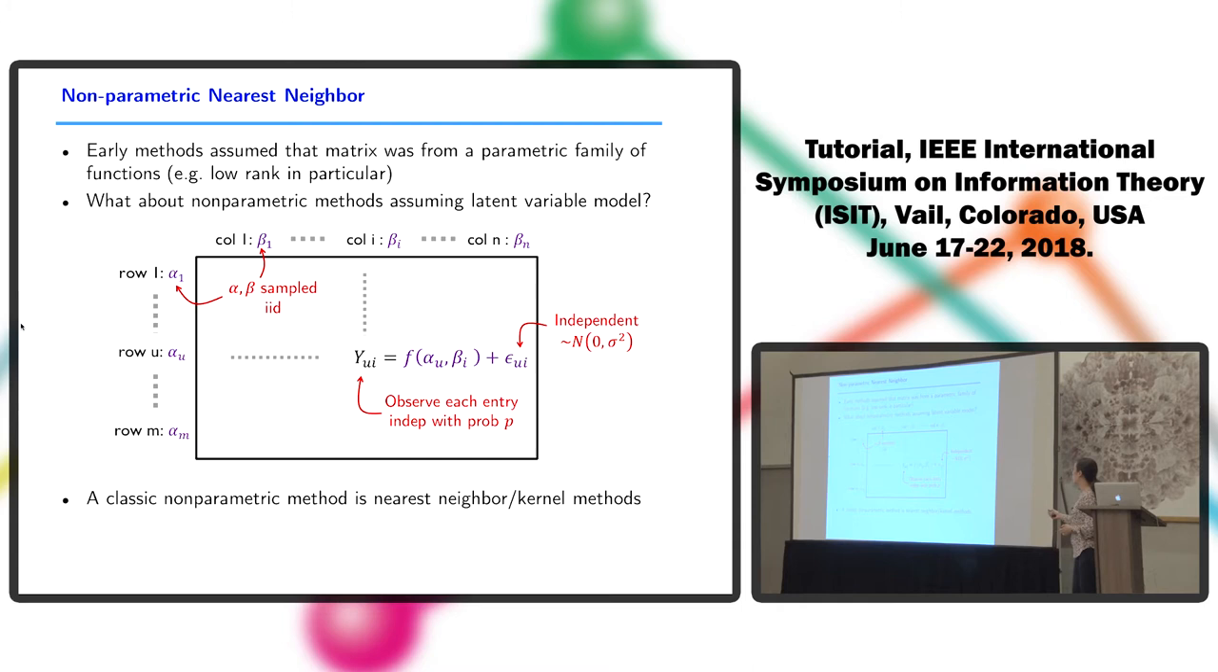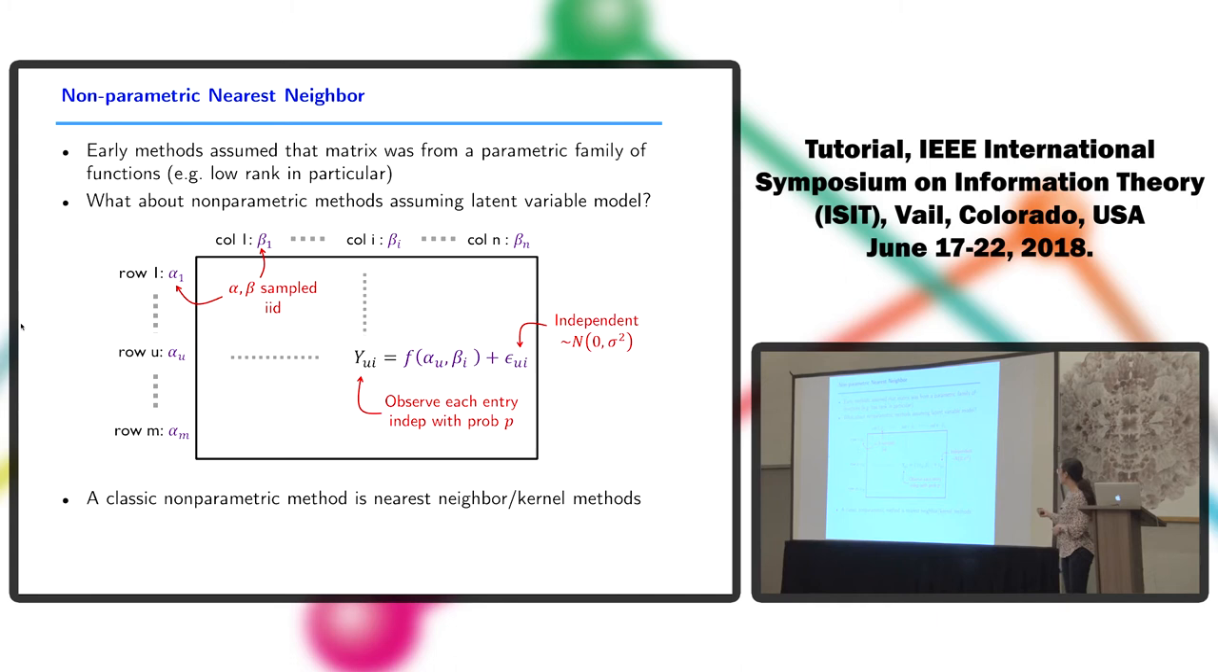And the columns are associated to some latent variable beta, which are also sampled IID from some unknown underlying latent space. And we observe every entry independently with probability p, and given an observation, y sub ui is going to be equal to some latent function f, a function of the row latent variable alpha and the column latent variable beta, plus some independent noise.